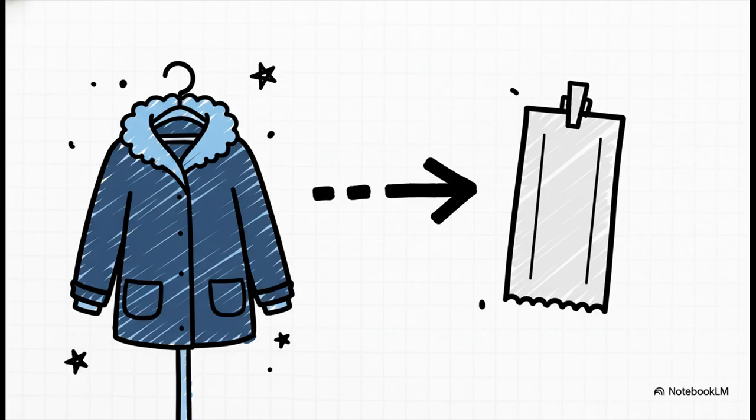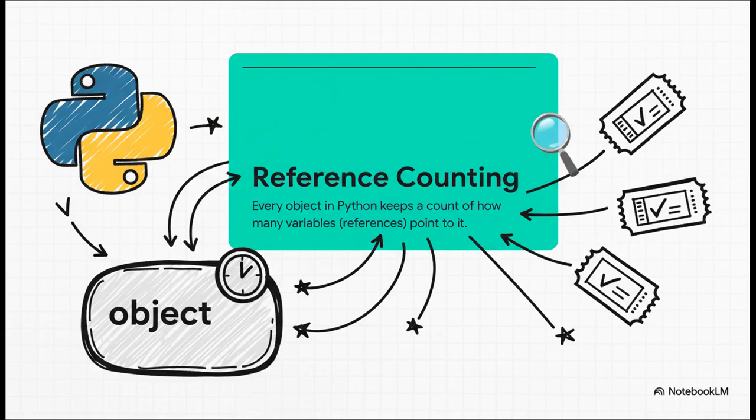Make sense, right? So here's the trick. Python attaches a tiny little counter to every single object it creates. And this counter does one simple job. It keeps track of how many tickets, or variables, are pointing to that object. That number is its reference count.